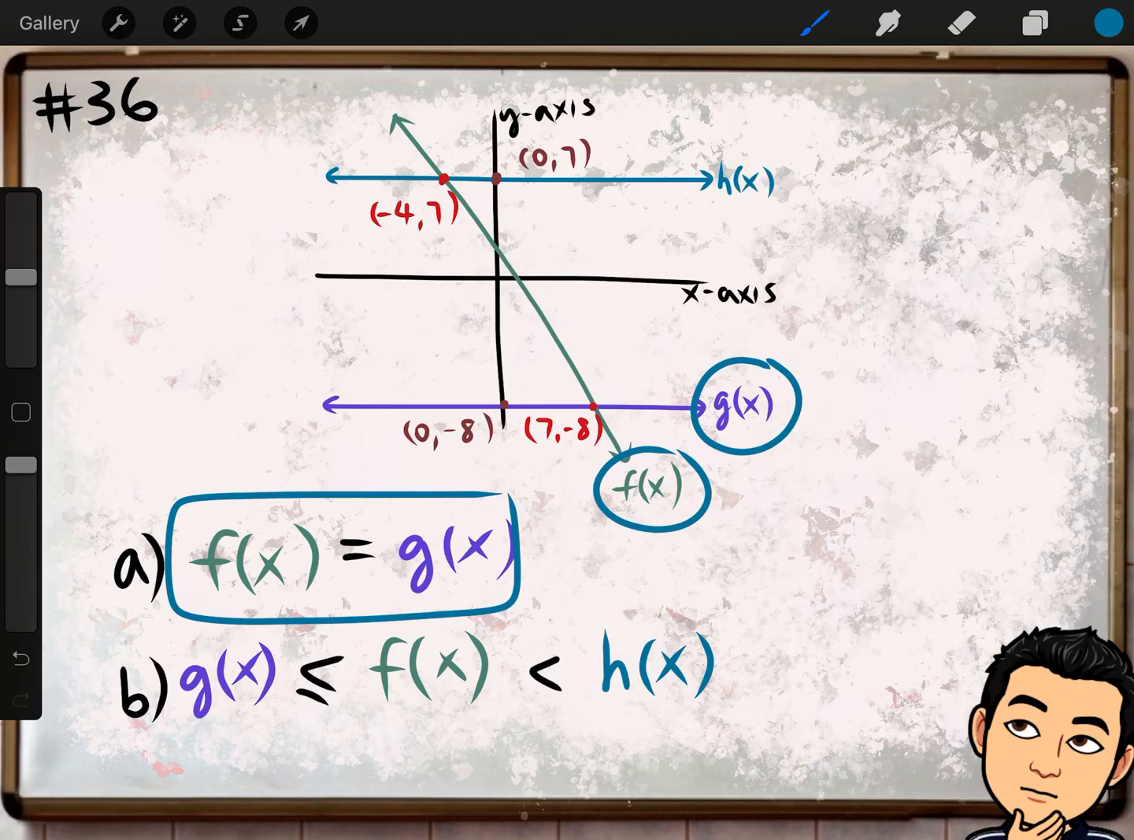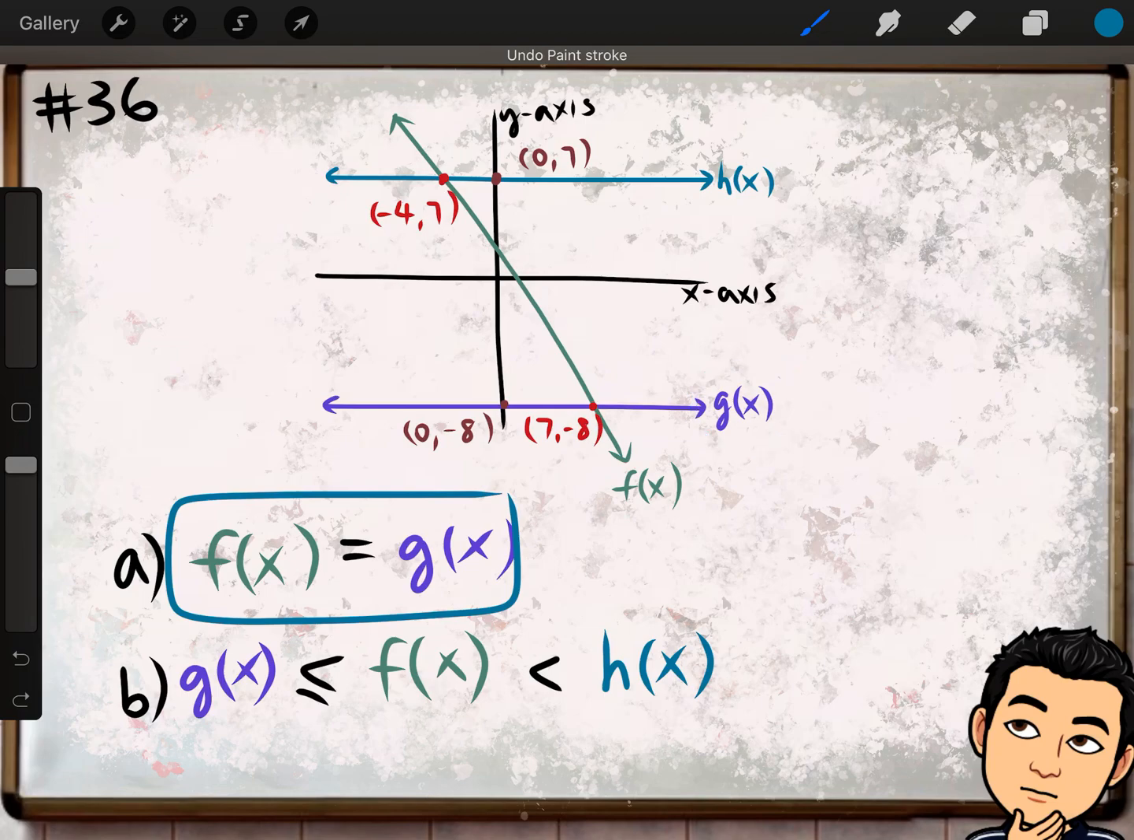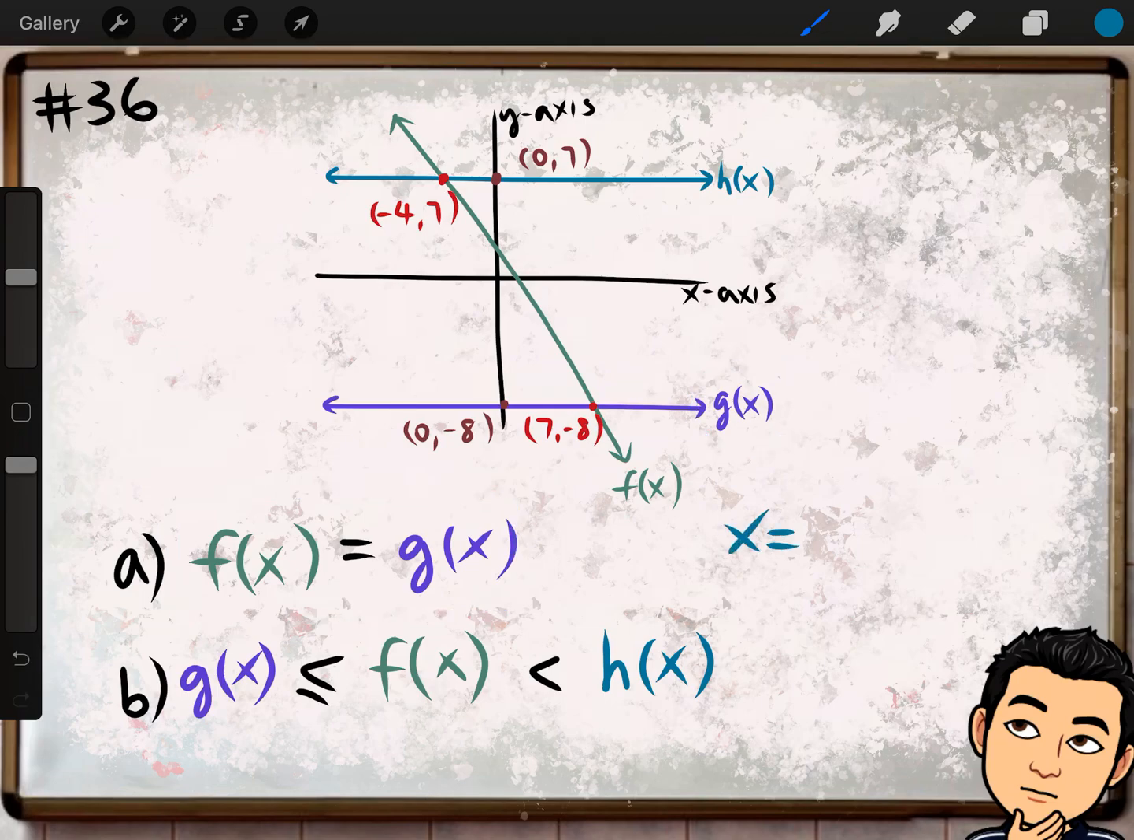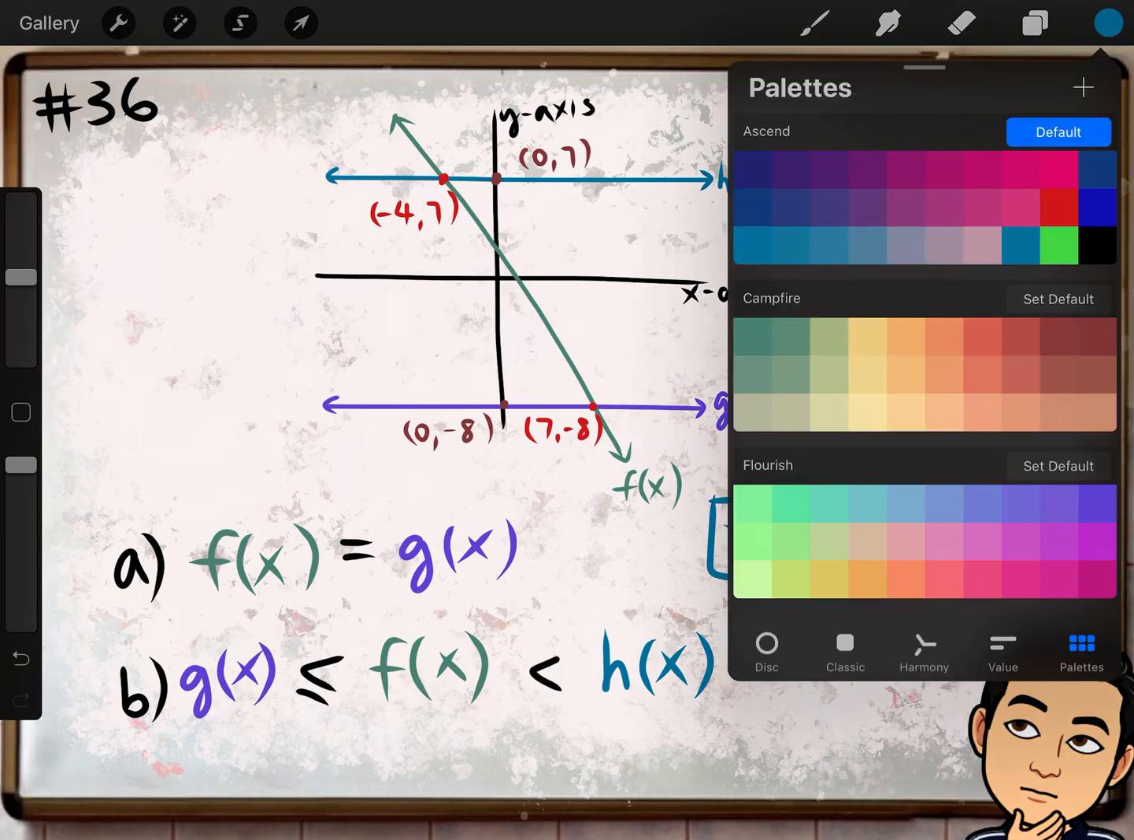So when you're solving it, you're gonna solve for x, right? And you just have to look at the point of intersection. This is where x equals 7. So just go ahead and put x equals 7 as your answer. Easy. All right, so let's look at the next one.